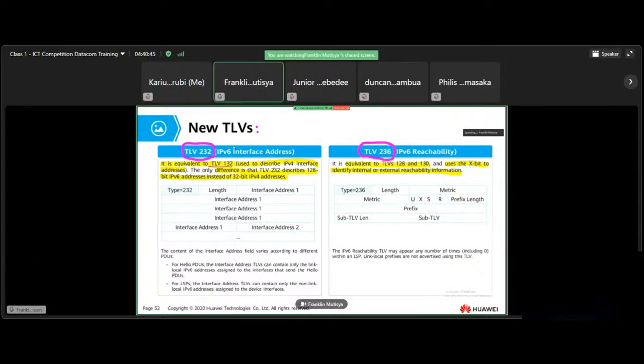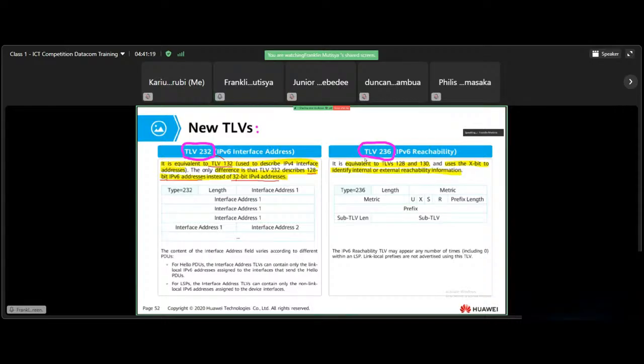So 232 is similar to 132. It describes the IP addresses. The only difference between 132 and 232 is that 232 is majorly using IPv6 addresses. So it describes a 128-bit value, which is what is used for IPv6. IPv4 addresses are 32 bits, while an IPv6 address is 128 bits. So this one describes the IP address in an IS packet.